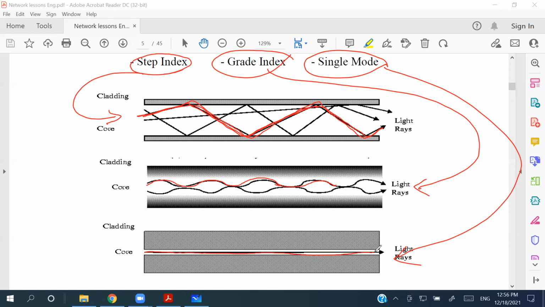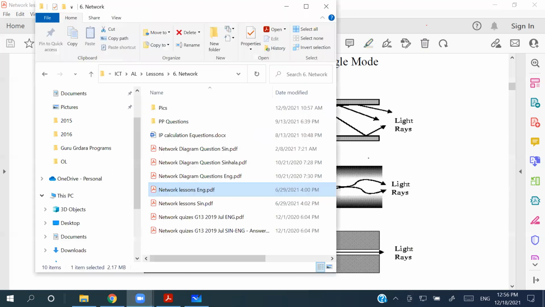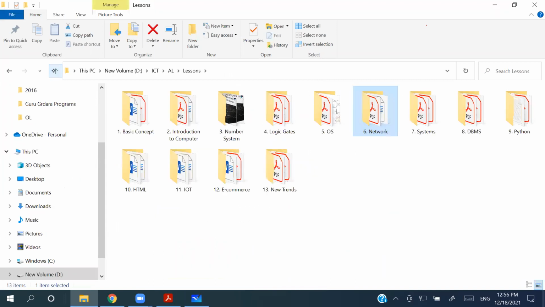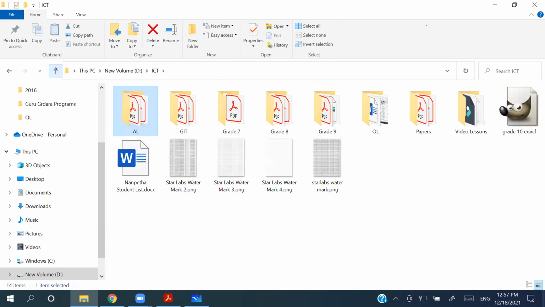So let me show you some real world pictures of these things, right? I really don't remember whether I showed these to you in the very first lesson, but anyway, I will show this to you.